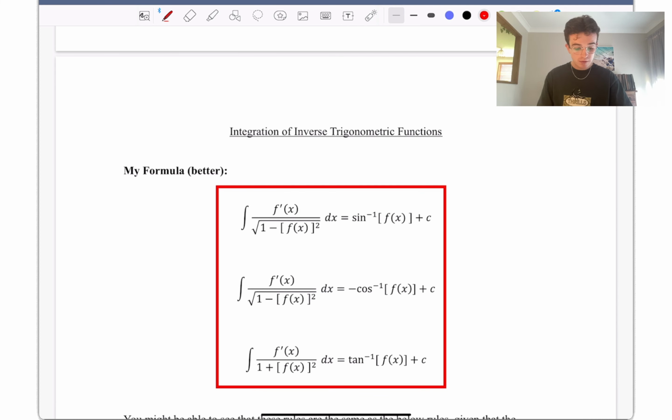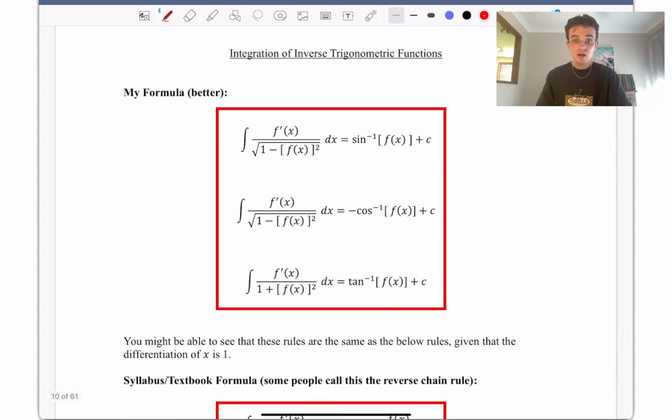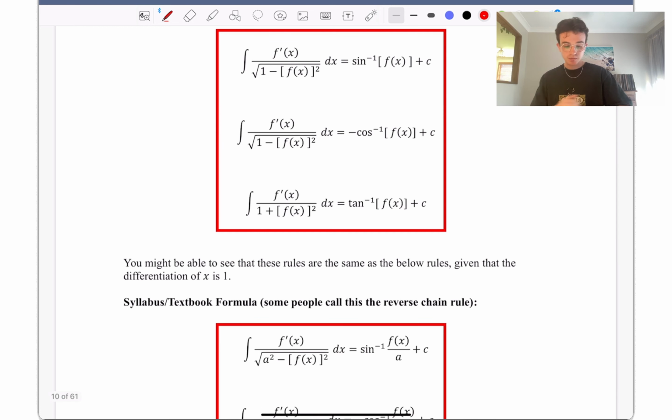So for example, the integration of f dash of x on the square root of 1 minus f of x squared is equal to sine inverse of f of x plus c. Same idea for cos. The integration of f dash of x on the square root of 1 minus f of x squared is minus cos inverse of f of x plus c, and the integration of f dash of x on 1 plus f of x squared is equal to tan inverse of f of x plus c.